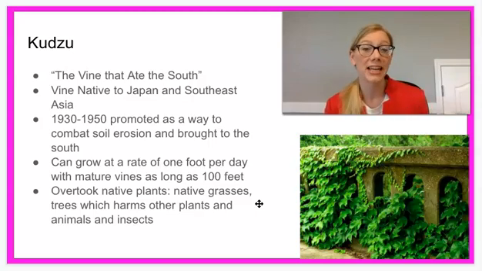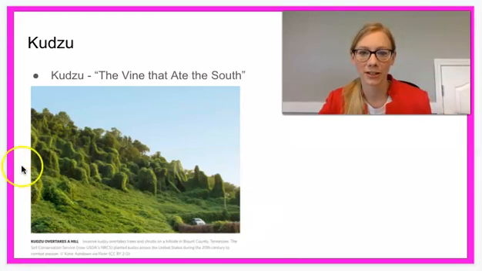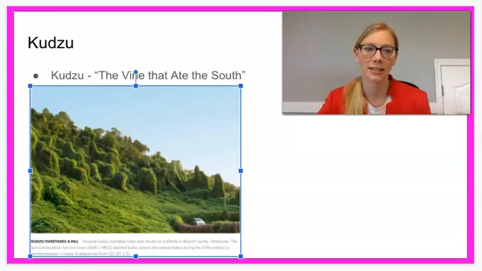And what happened is it ended up overtaking native plants, native grasses and trees, which, remember, everything is interconnected, right? So when we lose those plants, those trees, when they're competing for resources, we're also going to lose other plants, animals, insects in the area. So that's just one example, and you can see here, I think this is a hill in Tennessee, and it covered the whole hill, everything that was there, totally covered in this plant.